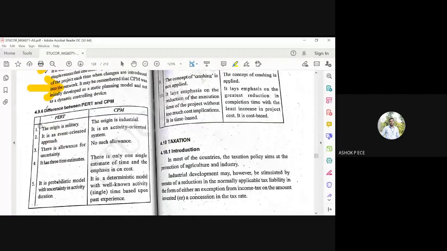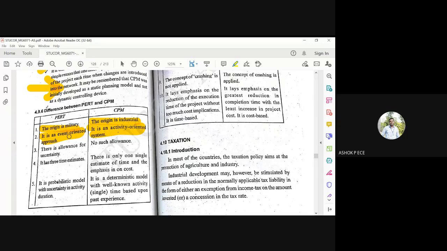PERT and CPM. PERT's origin is from the military, while CPM is from industry. PERT is event oriented and CPM is activity oriented. Completely different. An event is the starting and ending point of an activity. An activity will happen once an event has commenced.